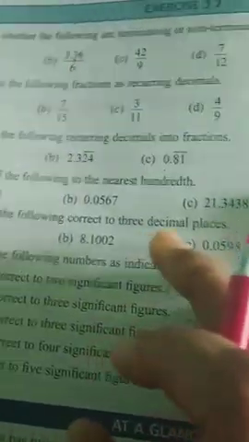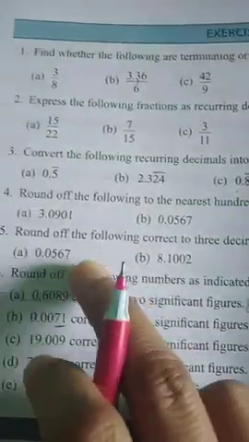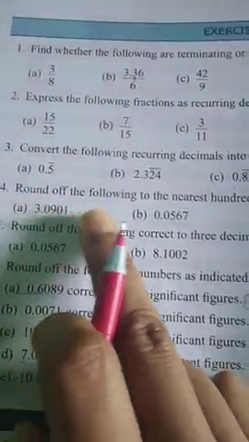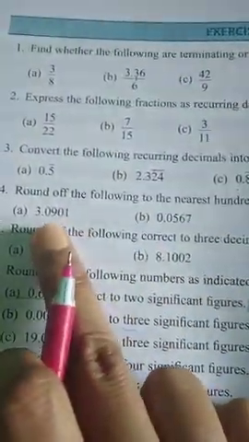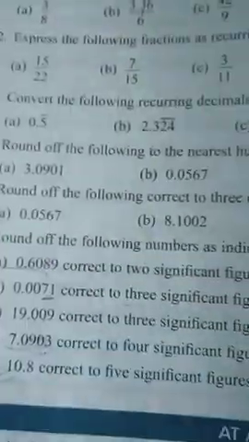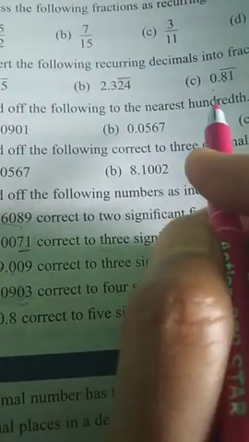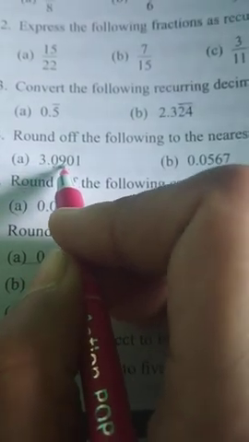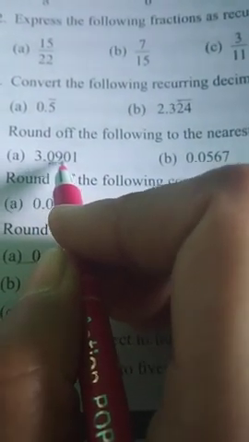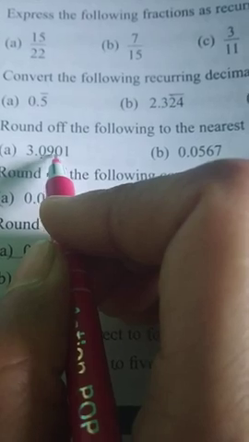Let's see, exercise 3.2, question number 4. Round off the following to the nearest hundredth. So how will you write it? Where is the hundredth place? First of all, tell me. This is the tenths place, this is the hundredths place. So you have to round off up to this place.